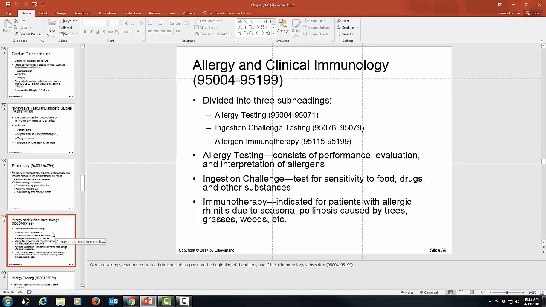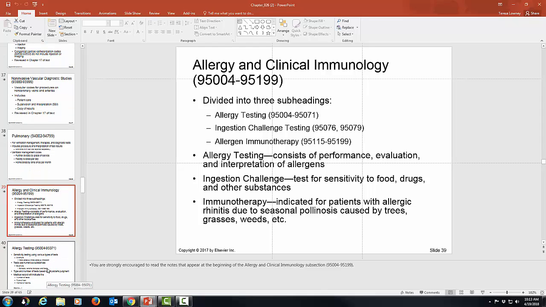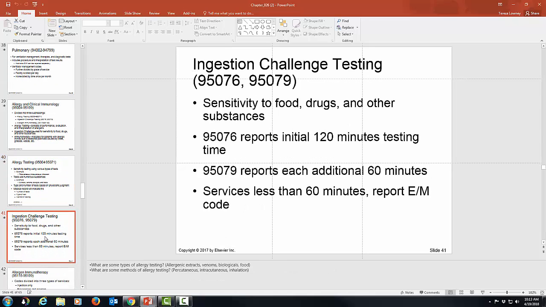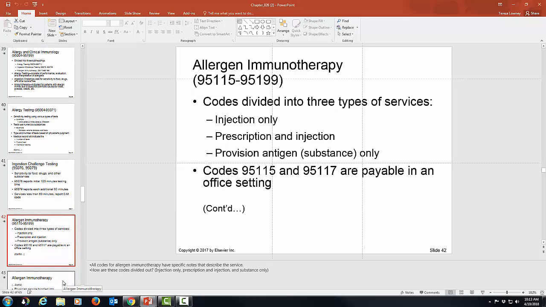Allergy and clinical immunology, these codes are all in here, and so you could look through those if you're doing an allergy testing or ingestion challenge. For sensitivity testing, the type and number of tests are based on the physician's judgment, so you're only going to code those which he tells you. The medical record will tell you the number of tests, the type of test, and the method of testing. So sensitivity to food, drugs, and other substances, the initial 120-minute testing time, and then there's another code for each additional 60 minutes. Services that are less than 60 minutes, you're going to just use an E&M code. So again, time is so very important.